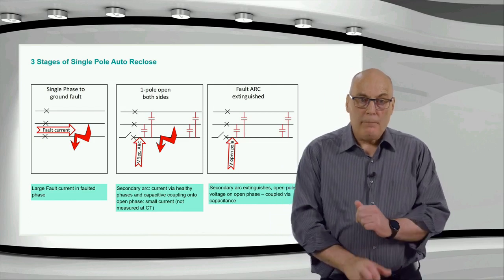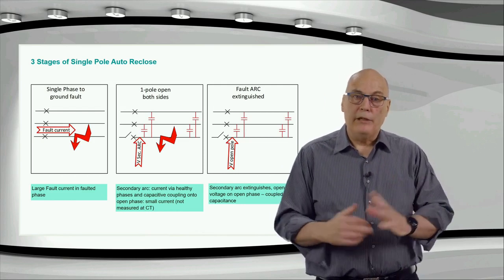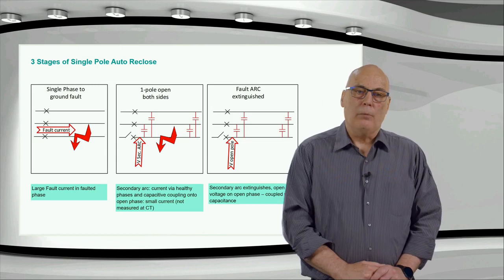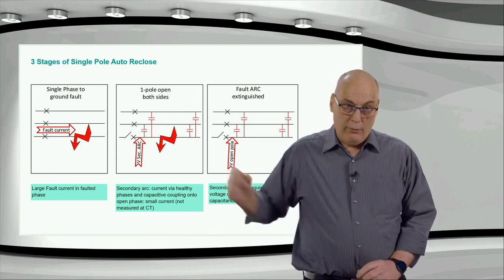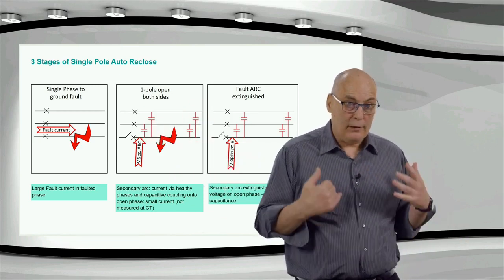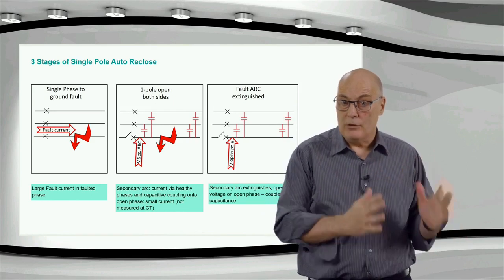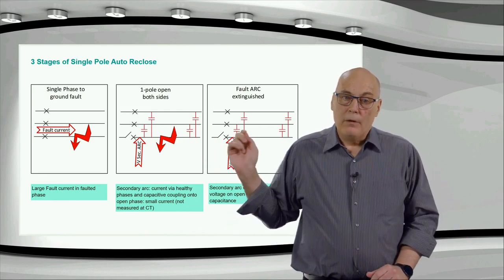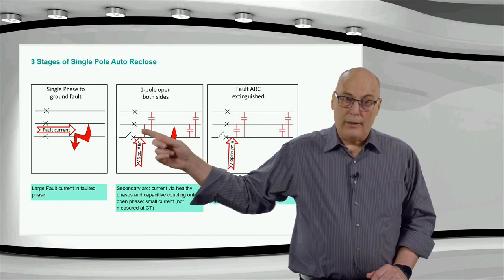But before we get there, let's briefly look at the 3 stages of a typical single-pole auto recloser. The first stage is the fault. Over there, as I said, a large fault current, the protection relay is operating and gives a trip command. The trip command will then be followed by the breaker opening.